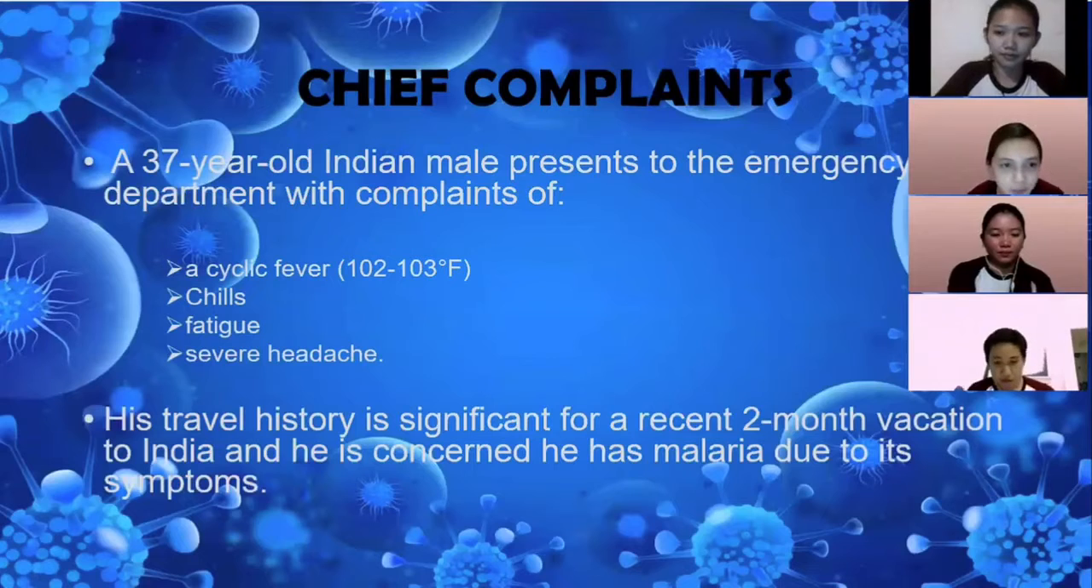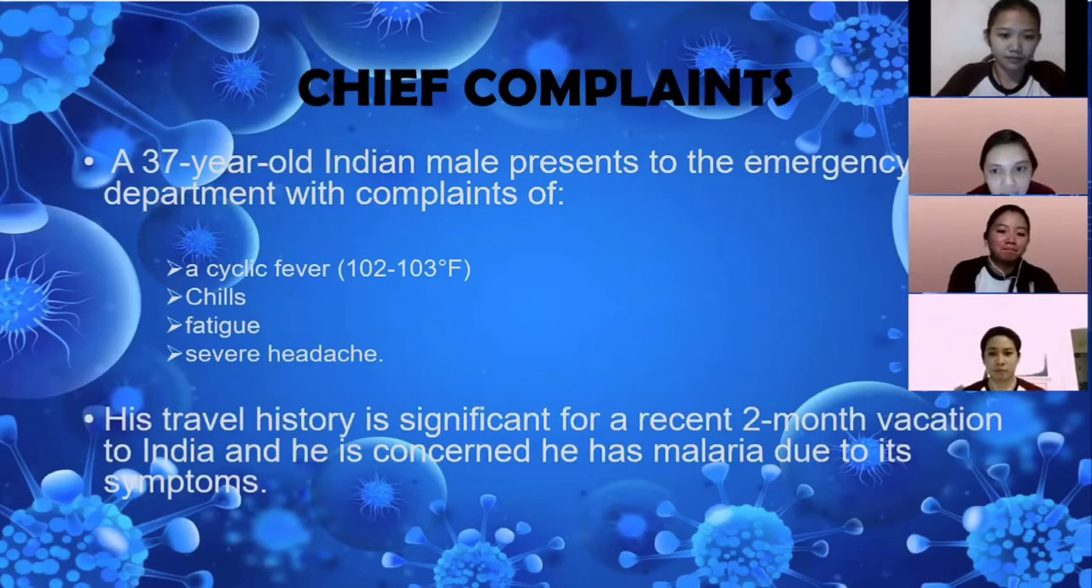So first, we will have the chief complaints. A 37-year-old Indian male presents to the emergency department with complaints of a cyclic fever of about 102 to 103 degrees Fahrenheit. A cyclic fever is also known as a recurring fever. It is a kind of fever that happens multiple times over a period of time, and these fevers can sometimes be described as episodic, meaning they come and go.